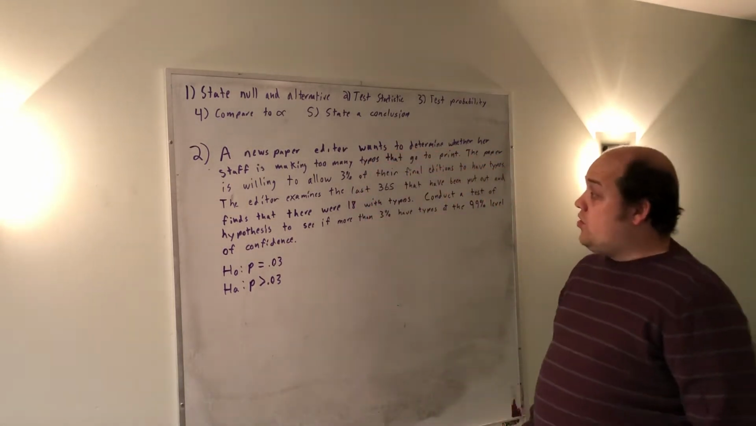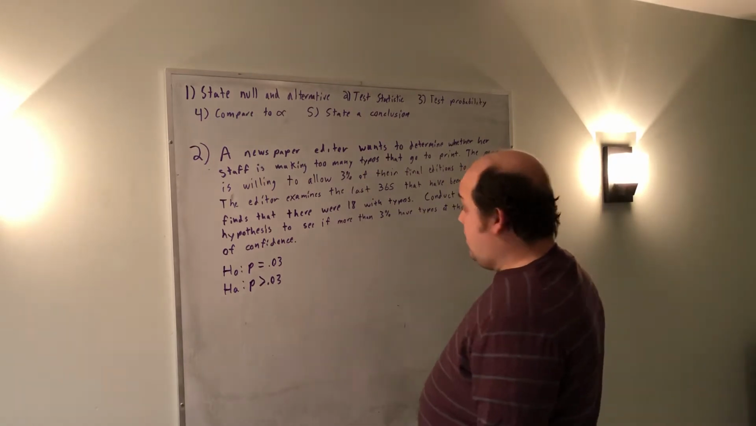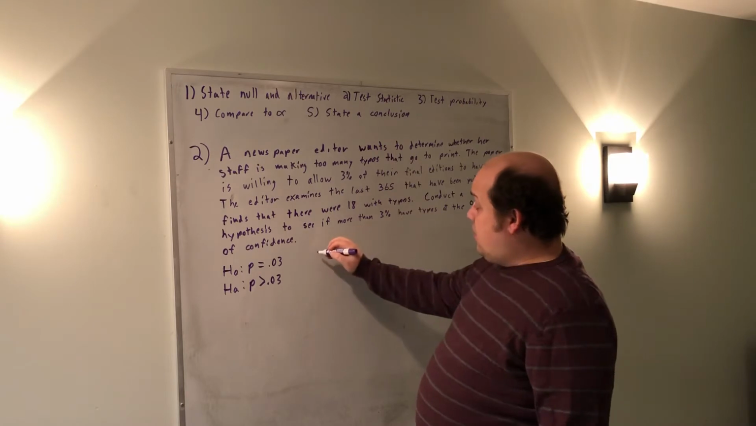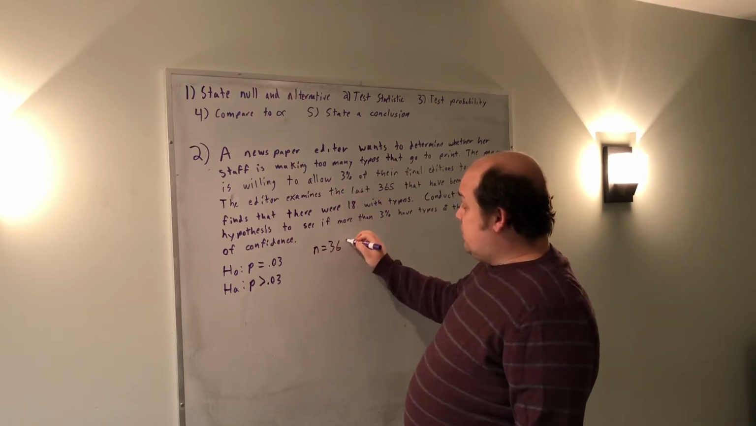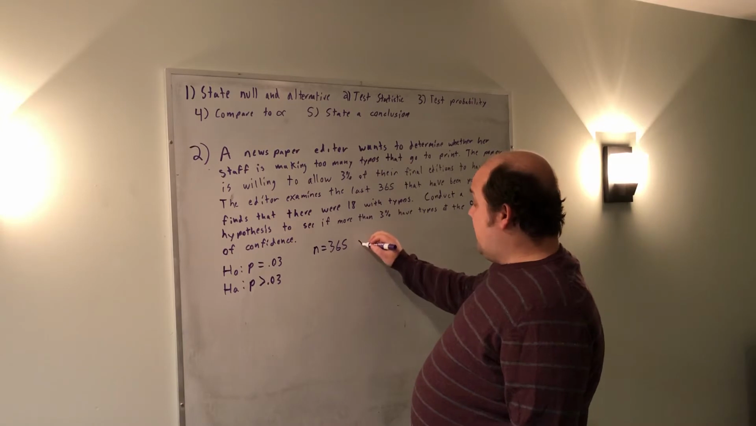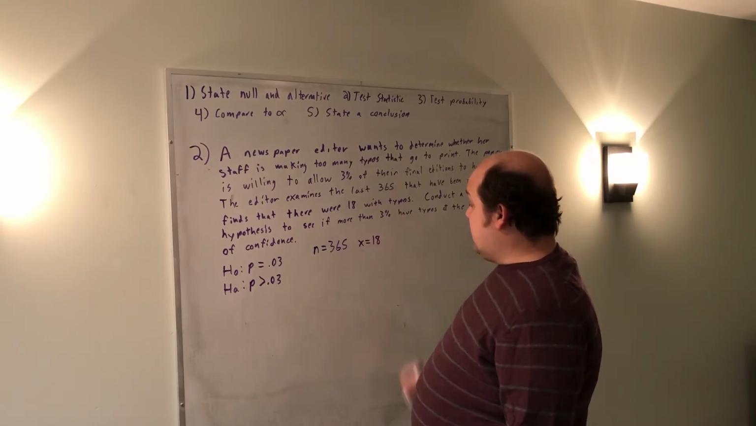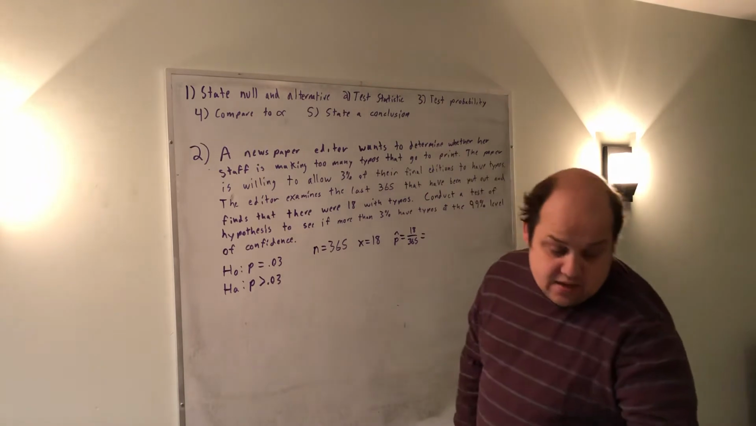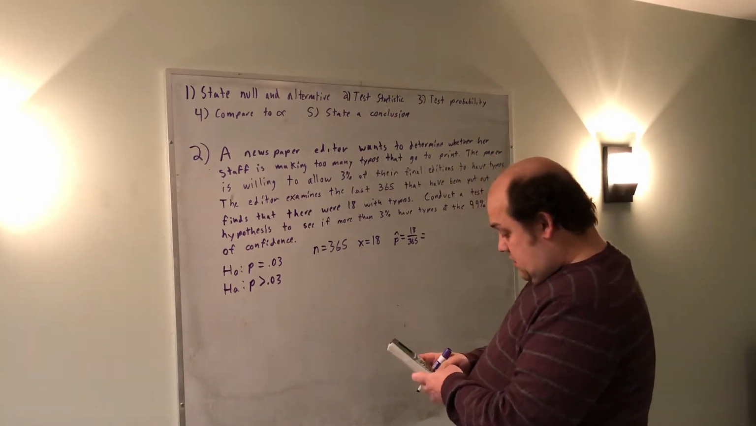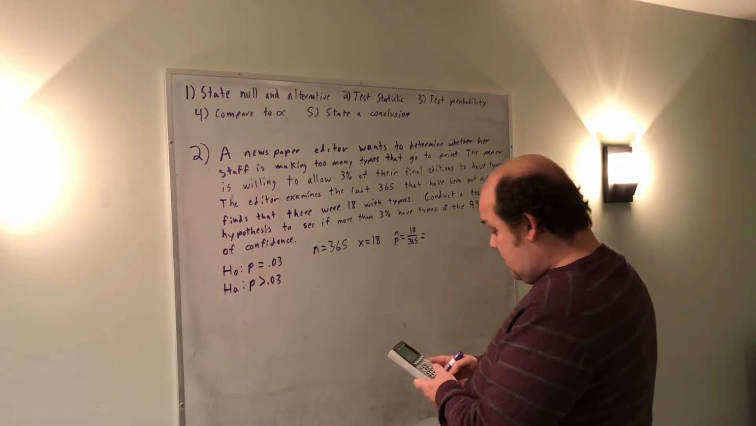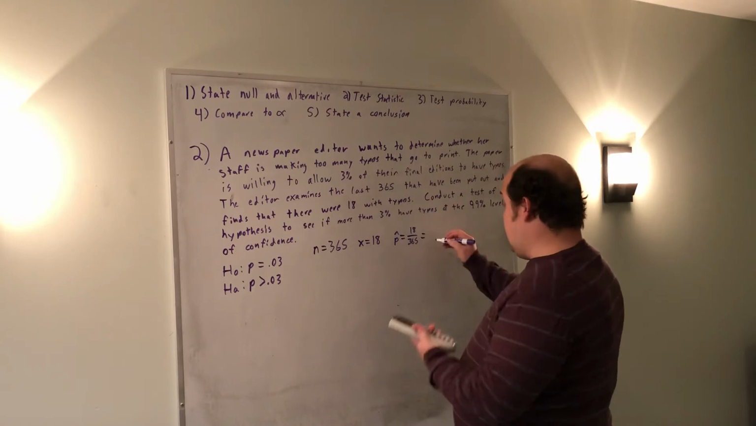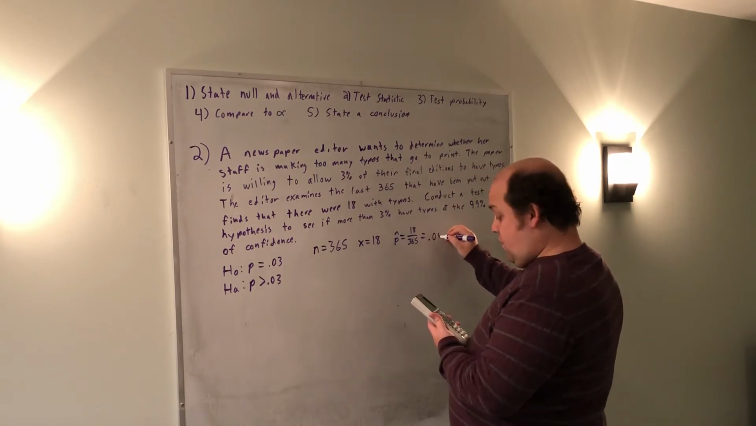Now that we have our null and alternative, let's pull out the key information that we have. We already know that 0.03 is the p under the null. Here we find that our n, the sample size, is 365 papers. Of them, x, the number of typos, equals 18. That allows us to calculate p hat as 18 over 365. When I put that into my calculator, 18 divided by 365 gives me 0.04931. I recommend keeping at least two significant digits, so I'm going to call this 0.049.